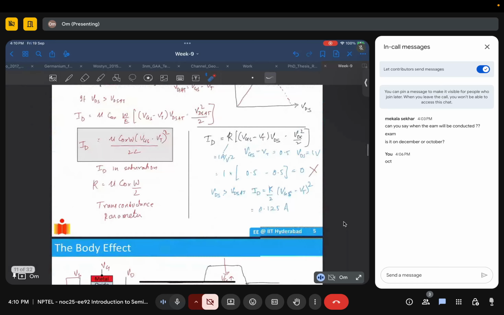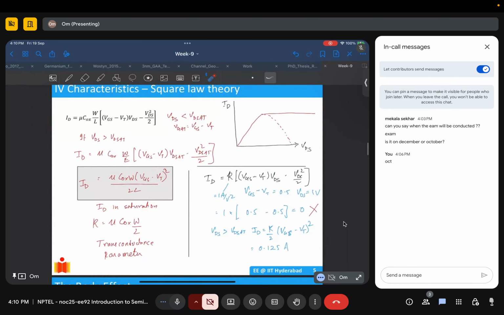This was about pinch-off. Then in saturation, there is no VDS dependence. In saturation, the current is mu Cox W by 2L times VGS minus VT whole square. This value of current is not dependent on VDS in saturation. It is constant, but it is quadratically dependent on VGS minus VT.